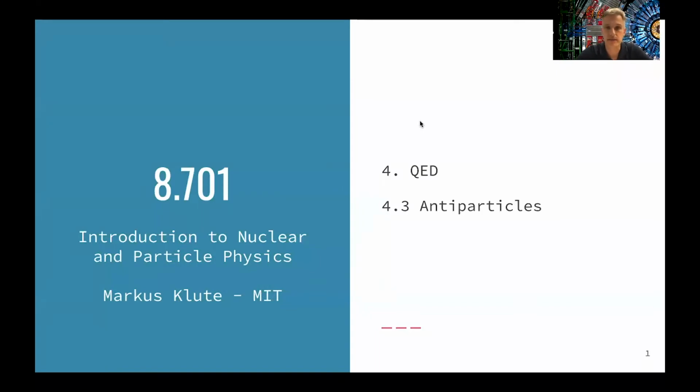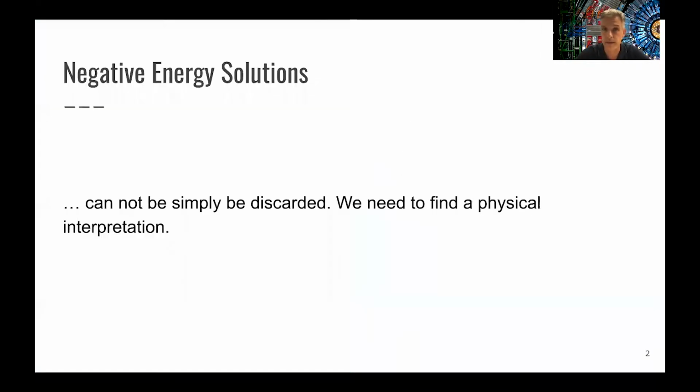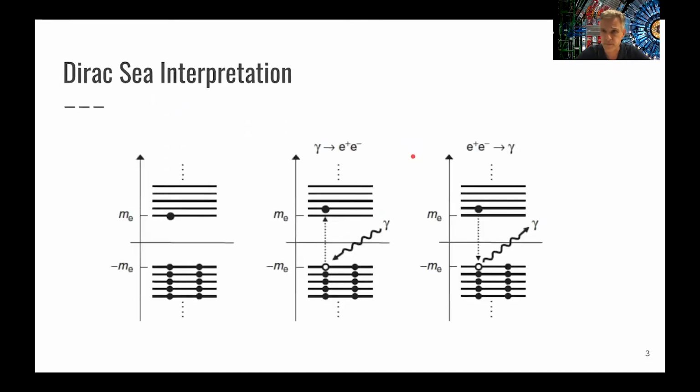Welcome back to 8701. So in the last two videos, we looked at Dirac's equation and we looked at solutions of Dirac equations. And in the last lecture, we found that along with positive energy states, we had those negative energy states. Since we cannot simply drop them or disregard them, we do have to find a physical interpretation for these negative energy solutions.